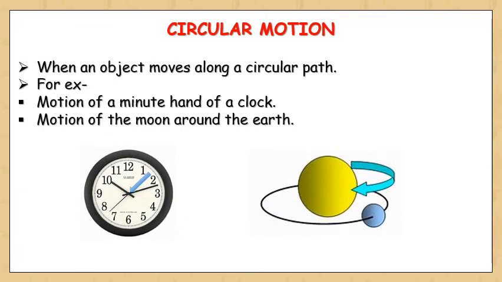Now next is circular motion. Students, when an object moves along a circular path, it is said to be in circular motion. In circular motion, the body reaches the same point from where it started its motion. For example, the motion of the moon around the earth, the motion of the minute hand of a clock, and the running of an athlete on a circular track.